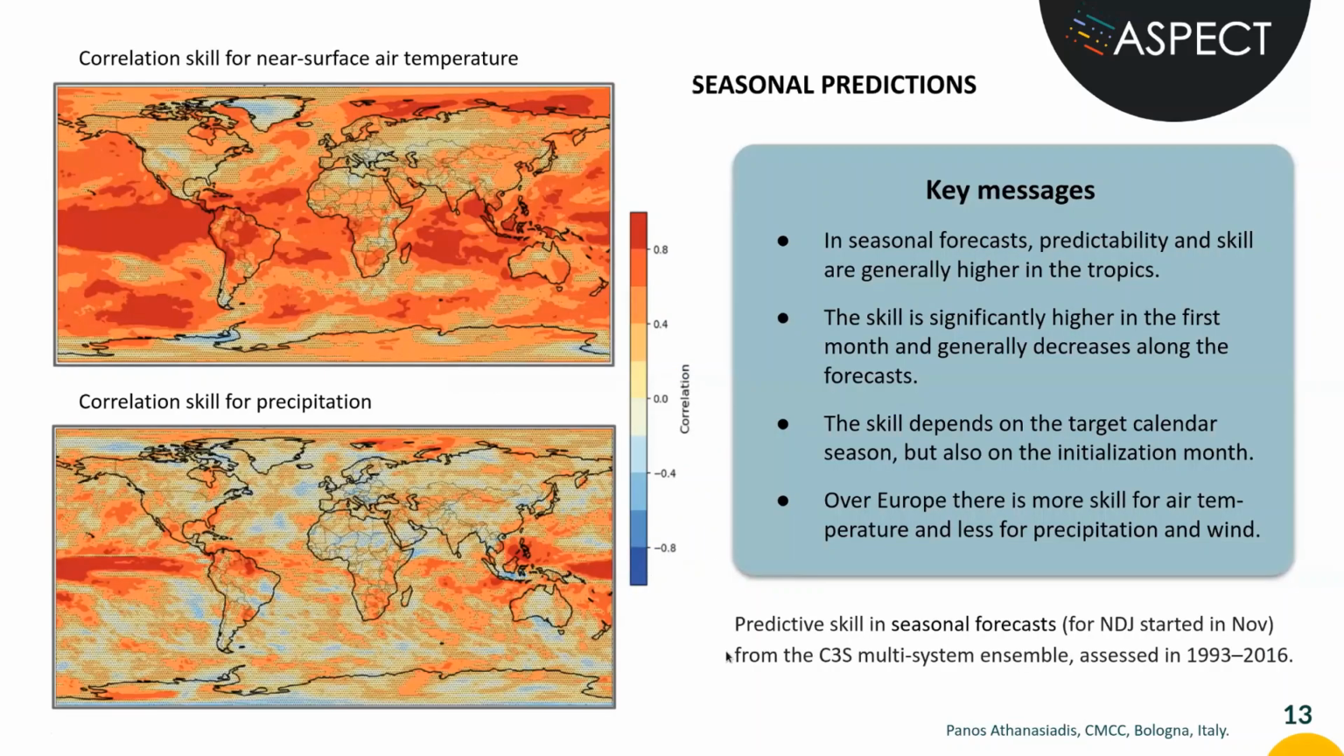So going now to some aspects of seasonal predictions first. As we see on the left, here I present correlation skill for precipitation at the bottom and near-surface air temperature at the top. As you see, generally speaking, for seasonal forecasts the predictability and the skill are generally higher in the tropics, as you see also in these maps. This relates to the sources of predictability. Second point is that the skill is significantly higher in the first month and then generally decreases along the forecast, which is a typical thing in all kinds of forecasts. The skill depends on the target calendar season, but also on the initialization month, so you may have higher skill for winter, for instance. And over Europe, there is more skill for air temperature and less skill for precipitation and wind.